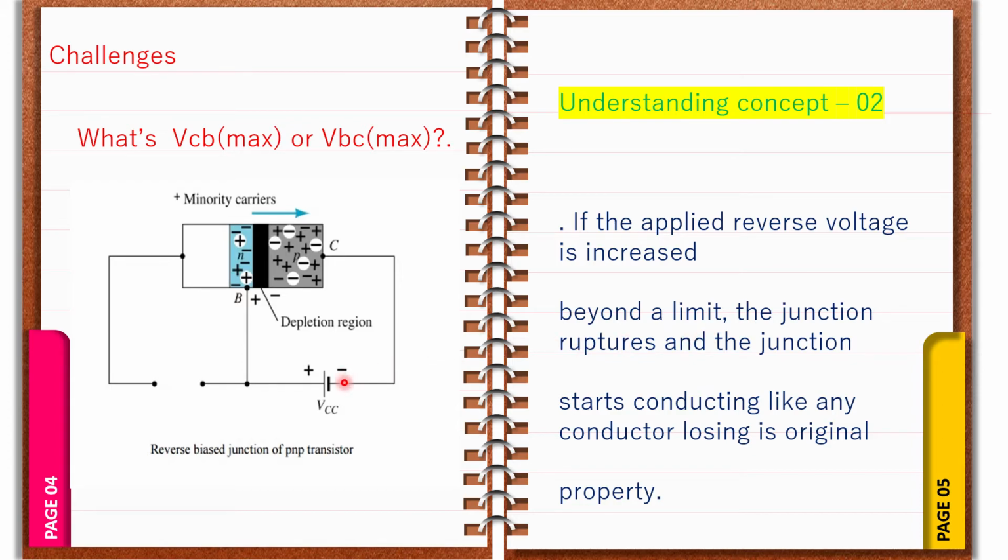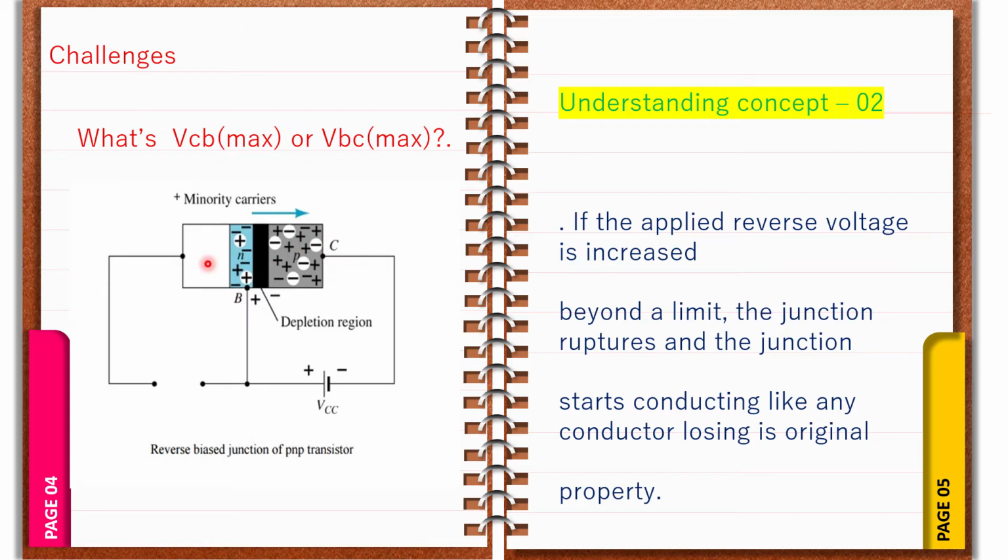The junction ruptures and starts conducting like any conductor, losing its original property. If I keep on increasing this reverse voltage, it starts conducting. Its healthy condition is that it should not conduct, which means the transistor is okay. If I increase the supply voltage and it starts conducting, conducting means now the transistor has failed, damaged or short circuited. It is no more a transistor. Understood?